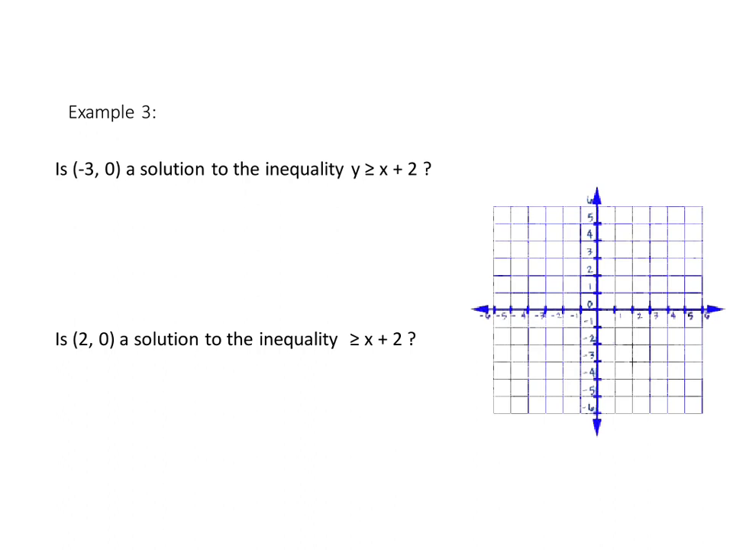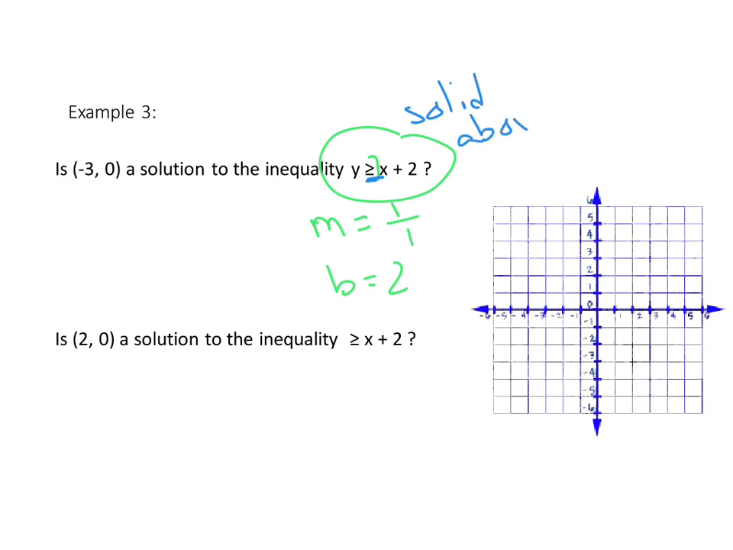Okay, so let's look at these examples. So we have, is (-3, 0) a solution to the inequality y is greater than or equal to x plus 2? So this is our inequality we're looking at. It's already solved for y. So we can say our slope is 1, and we'll put that over 1 since it's not a whole number. And our y-intercept would be 2. Since we have that solid line underneath the inequality, we're going to have a solid line, and since it's greater than, that means we're going to shade above.